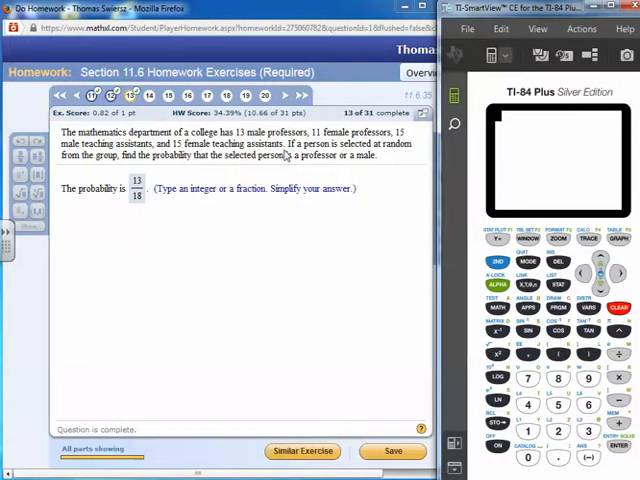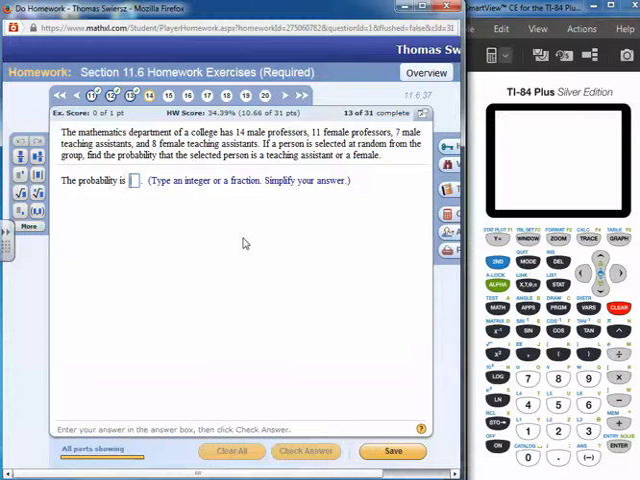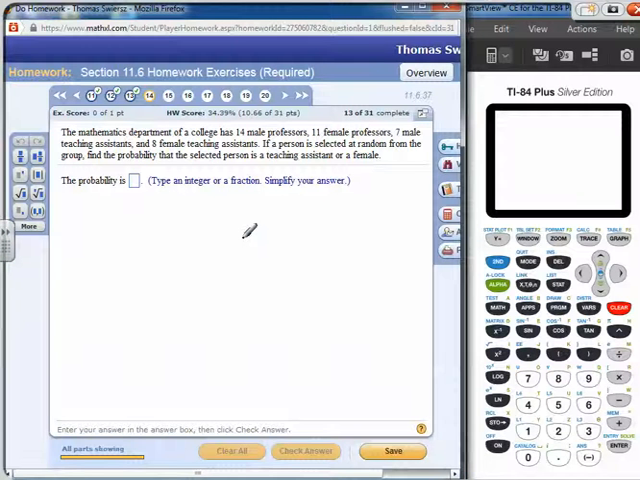Very good. Let's look at number 14. The mathematics department of a college has 14 male professors, 11 female professors, 7 male teaching TAs, 8 female TAs. If a person is selected at random, find the probability that they are a teaching assistant or female.